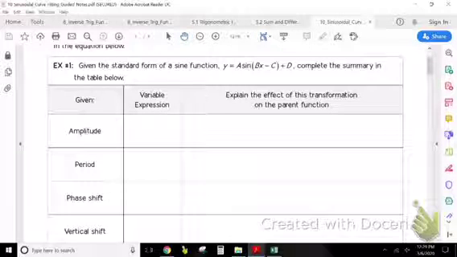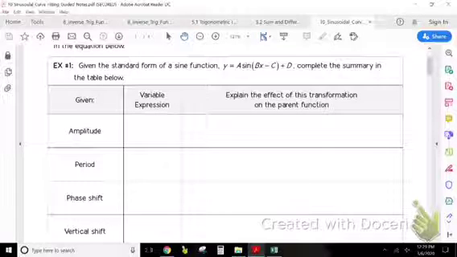All right, so it says we've discussed several characteristics of trig functions written in standard form. Let's summarize them here using the sine function. Describe and explain the changes to the graph for each variable in the equation below. So example 1 says given the standard form of a sine function, y equals A times sine of (bx minus c), notice the b's inside parentheses, right? Plus d, complete the summary in the table below.